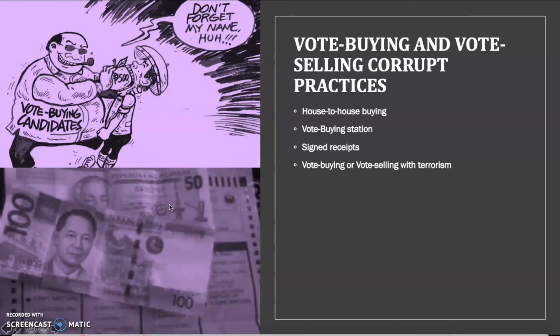Now, for signed receipts, the candidates become more practical nowadays, or they want to make sure that the money that they gave for vote buying was really distributed by their coordinators. So what they do is that the money is usually attached to a sample ballot, and then the recipients are asked to sign an acknowledgement receipt, and these are given to the candidates by their coordinators, so that the candidates will be able to trace that the coordinators indeed distributed the money.